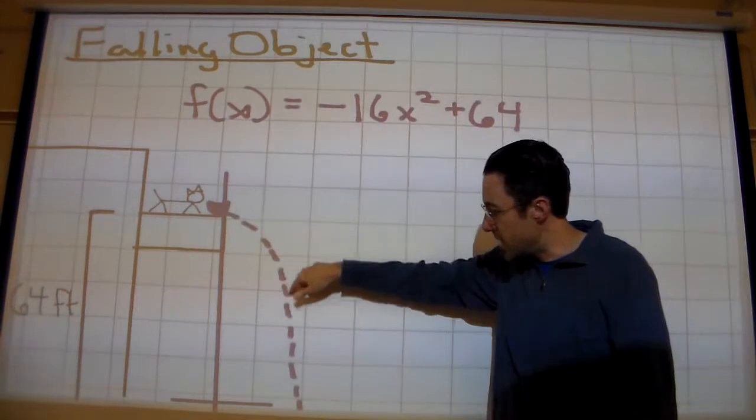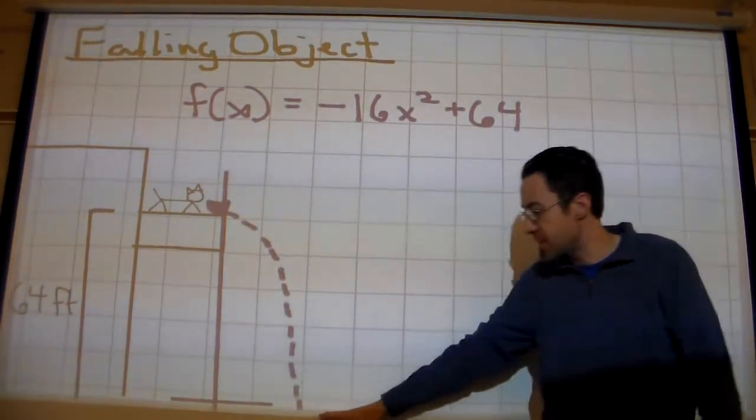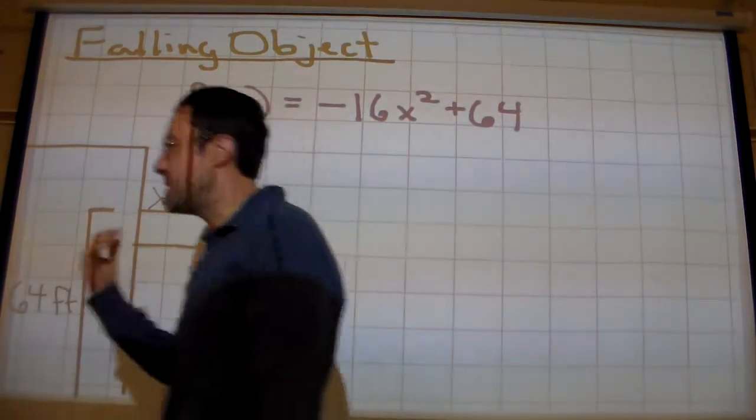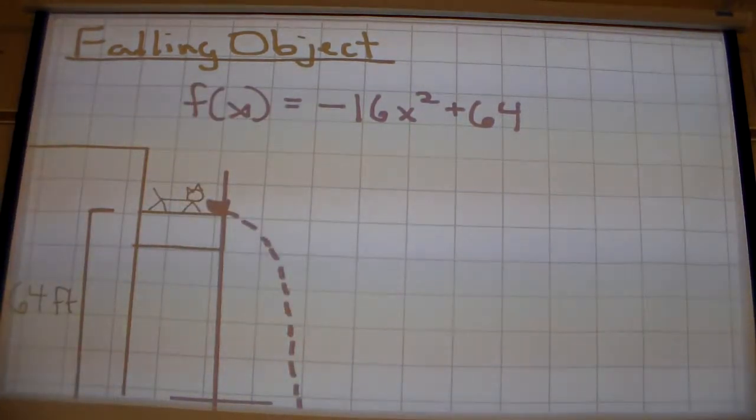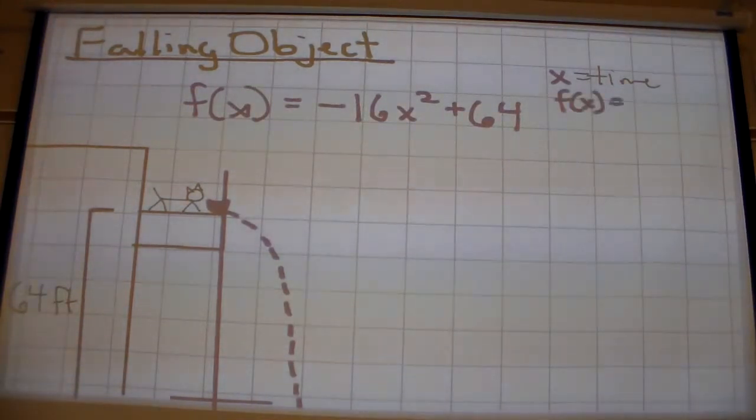We're looking at for when it hits the ground. Do you agree it hits the ground at the x-axis? Yes. And that's what we're looking at. So we want to figure out time. In this equation, x is time. So, x is time. What would f of x represent? The y value? The distance or the height? Does that work? I guess so.